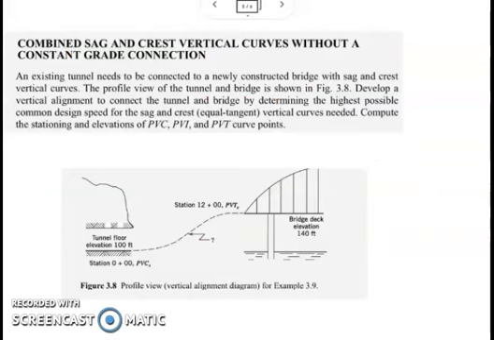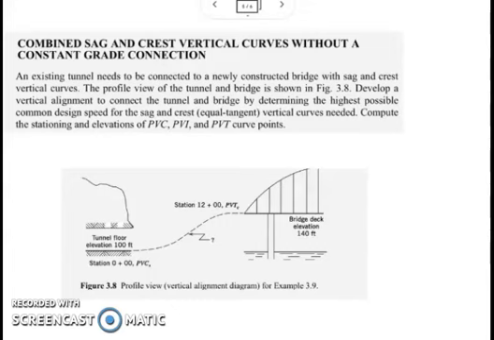Okay, the second problem: an existing tunnel needs to be connected to a newly constructed bridge with a sag and crest vertical curve. The profile view of the tunnel and the bridge is shown in the figure. Develop a vertical alignment to connect the tunnel and bridge by determining the highest possible common design speed for the sag and crest. Having equal tangent vertical curves needed, compute the stationing and elevation of PVC, PVI, and PVT curve points.